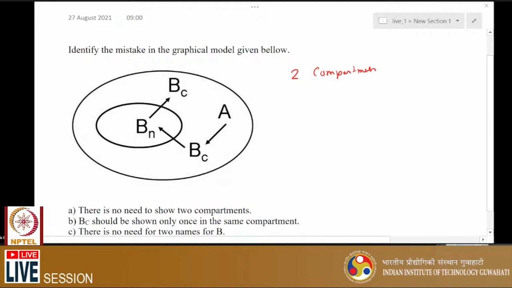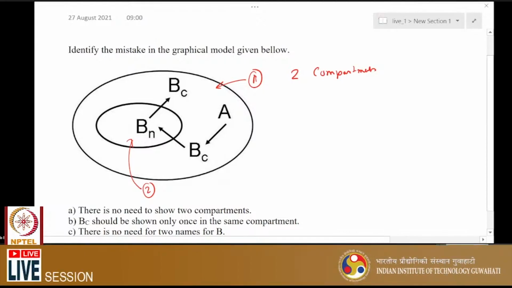Which one? This one, the bigger outer ellipse is one compartment, and this inner one is the nucleus, that is the second one. So I have two compartments, right? I can assume both compartments are homogeneous, meaning in compartment one everything is well mixed. I can consider a compartment which is completely well mixed.